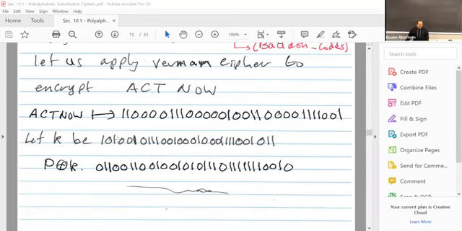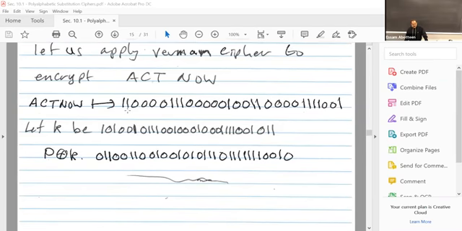And then we cannot use this key anymore, okay? So it'll be very hard for anyone intercepting the cipher text to find the original plain text.